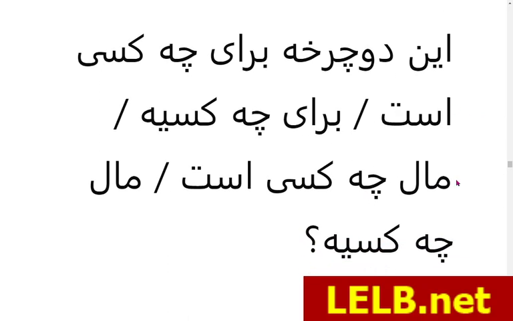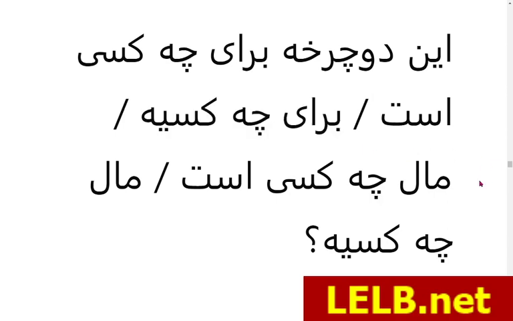Okay, the next one. برای چه کسی؟ مال چه کسی means whose. این دوچرخه برای چه کسی است؟ برای چه کسیه؟ or مال چه کسی است؟ or مال چه کسیه؟ Whose bicycle is this? این دوچرخه برای چه کسی است؟ or برای چه کسیه؟ The contraction.